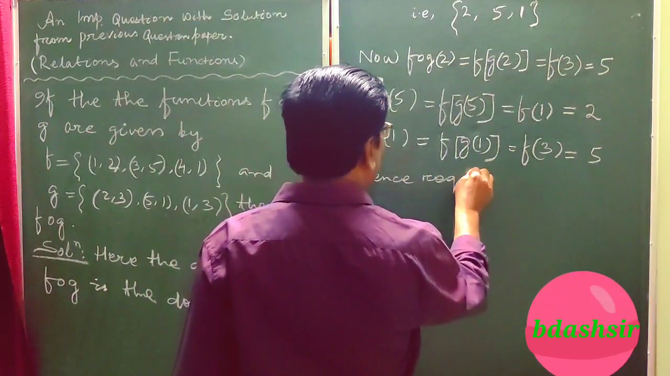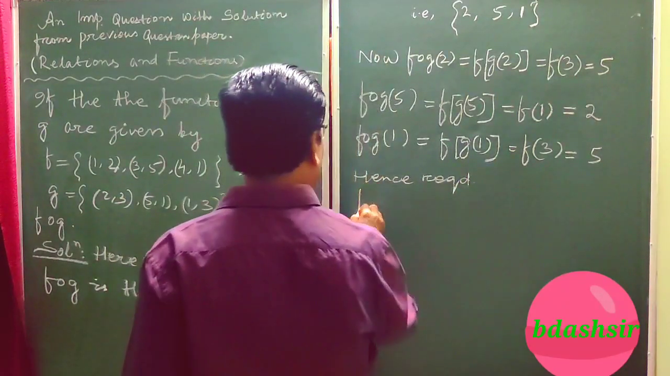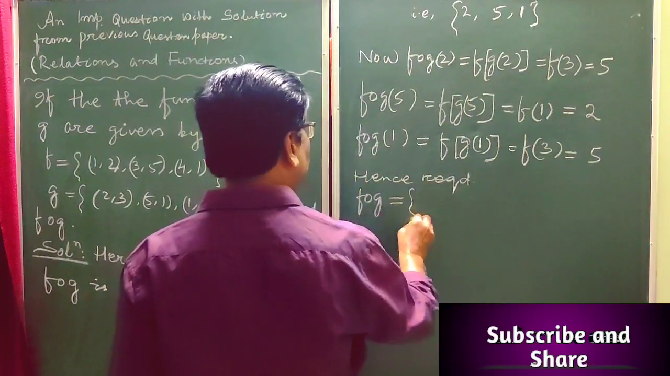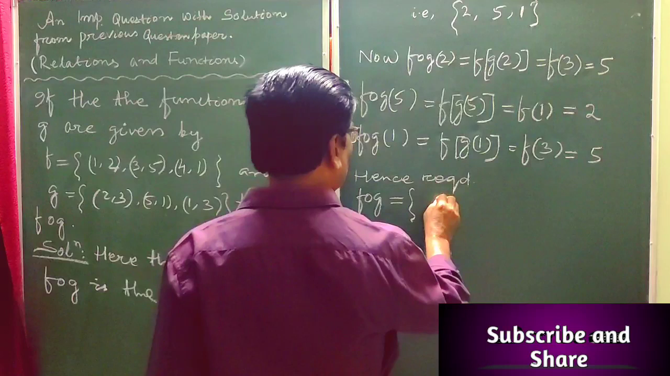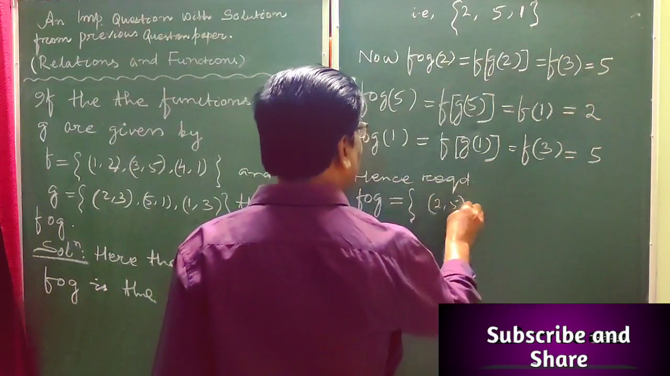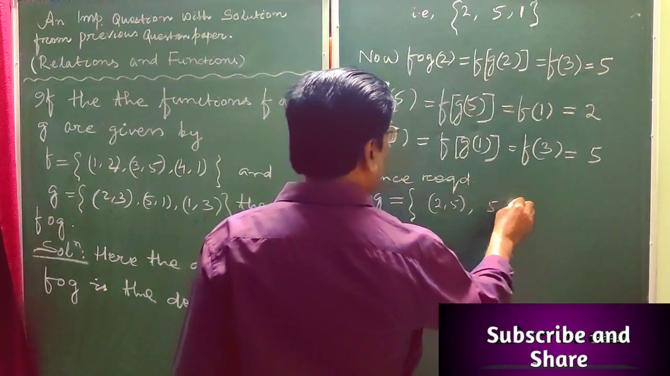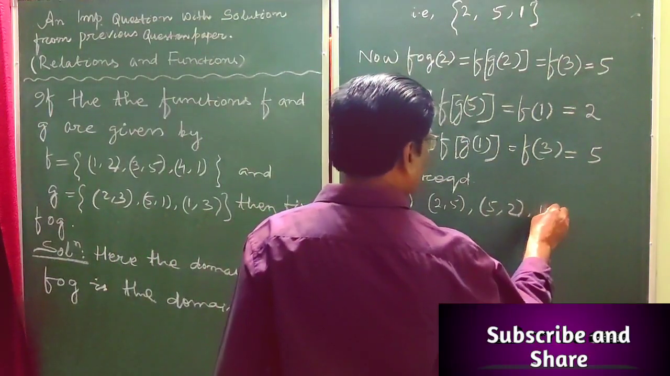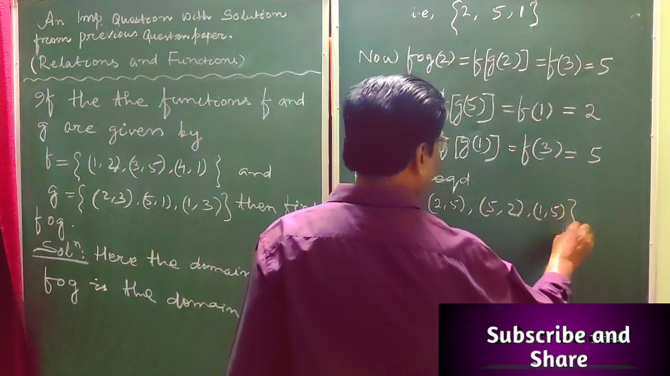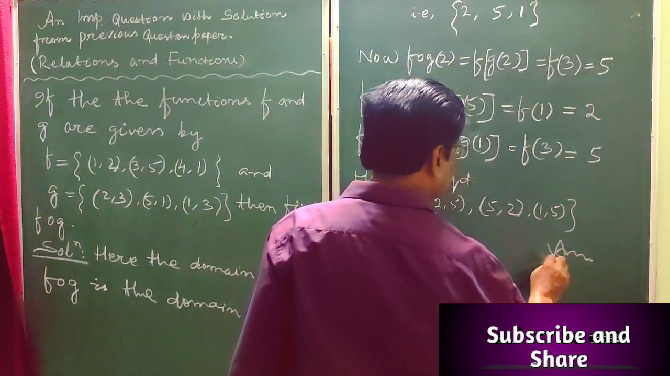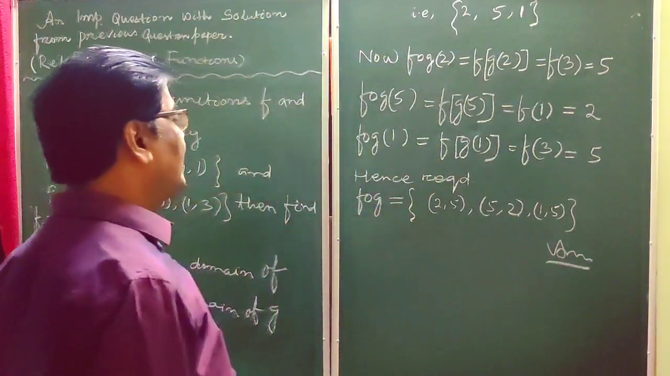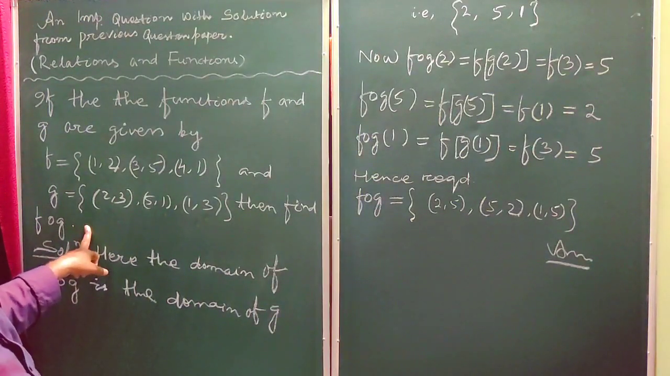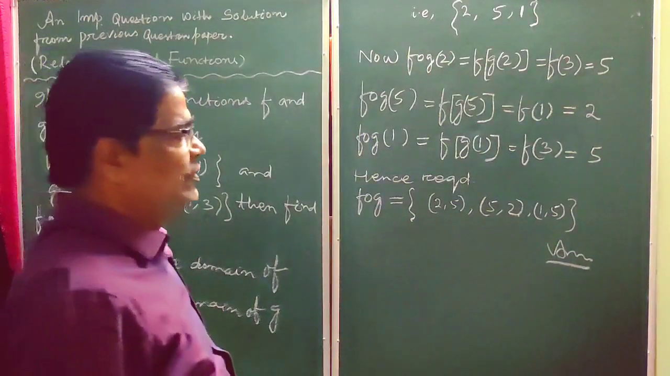Hence the required composition function f o g is equal to the ordered pairs (2, 5), (5, 2), (1, 5). Answer. So we get the composition function f o g.